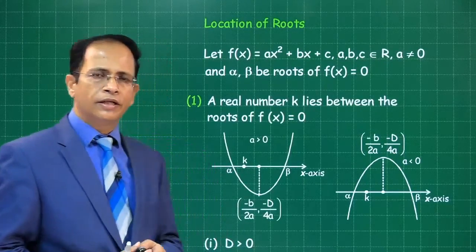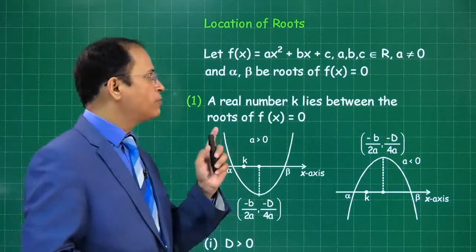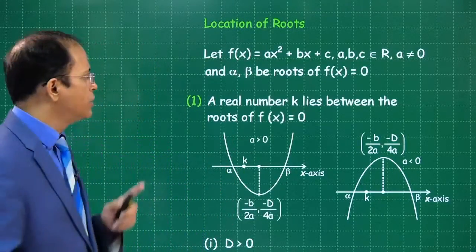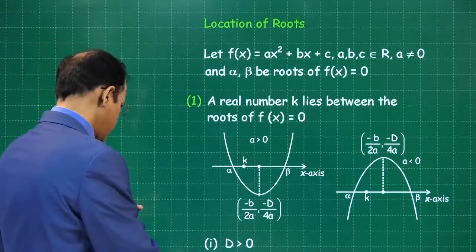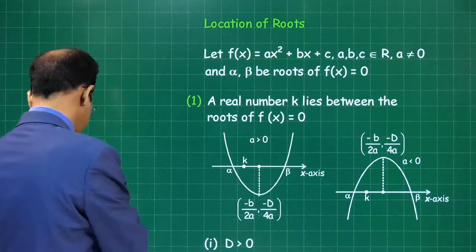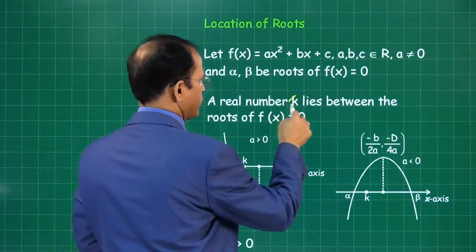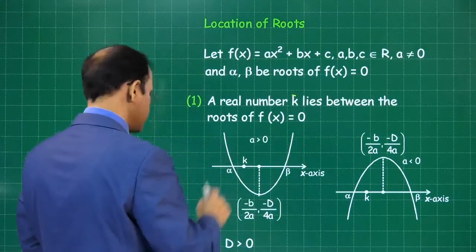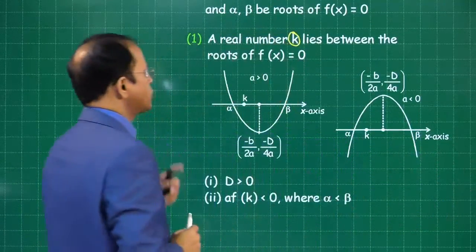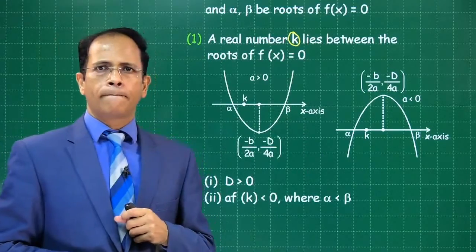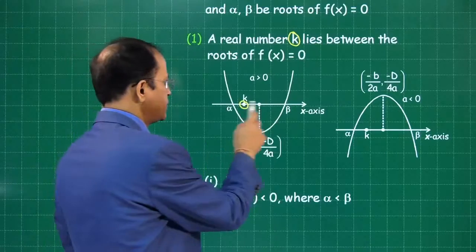So that means if you have been given f(x) = ax² + bx + c, where a, b, c belong to R, a is not equal to 0, and alpha, beta are the distinct roots of f(x). Suppose we have k. So k lies between the roots of f(x) = 0. So k lies here, and this is alpha and beta, say. You got it?